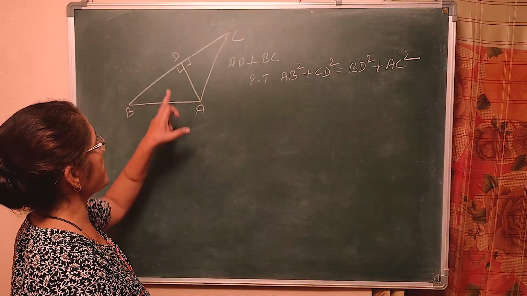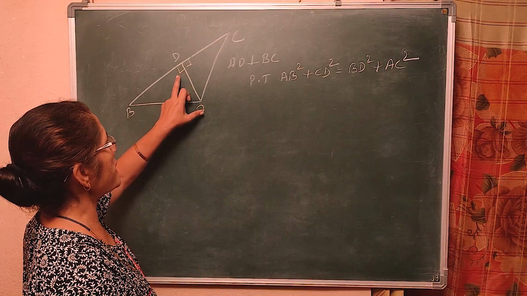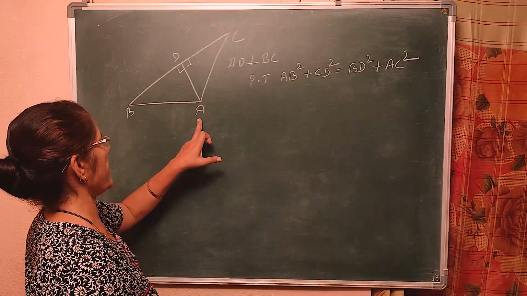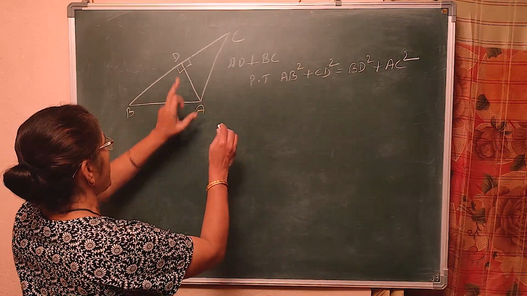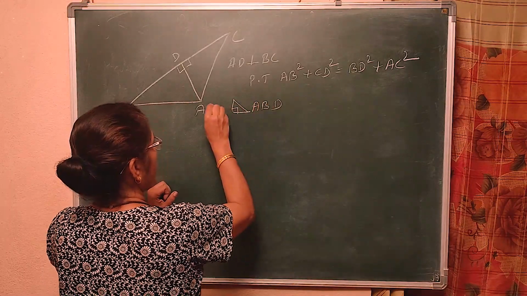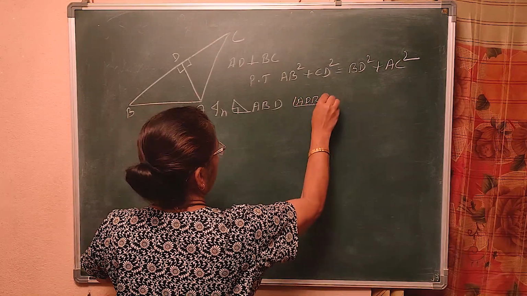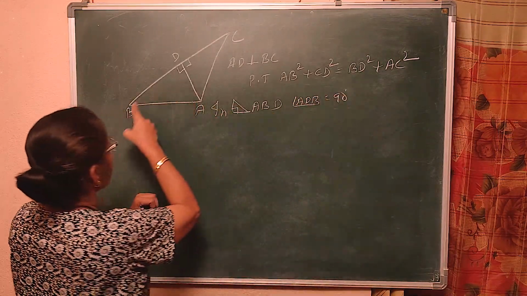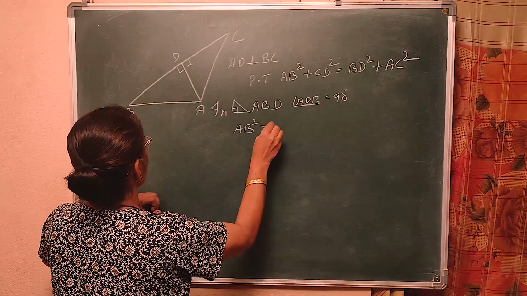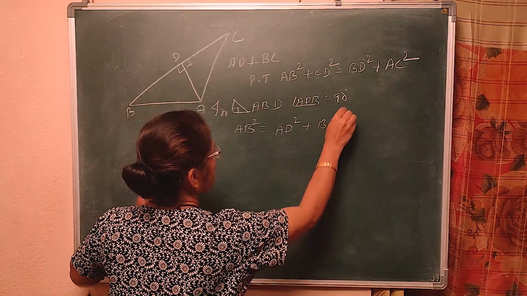Whenever there is a 90 degree angle, you write down using this 90 degree, the Pythagoras theorem. When I use right-angled triangle ABD, in triangle ABD, angle ADB is equal to 90. Am I right? Therefore, if this is 90, AB square is equal to AD square plus BD square.